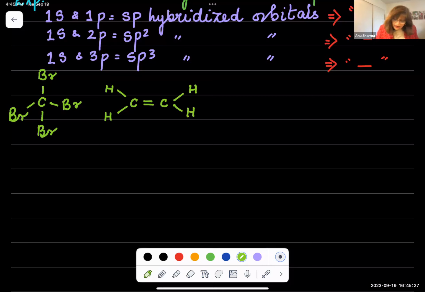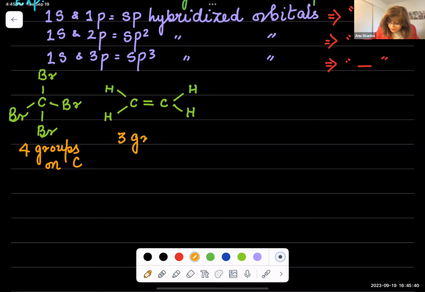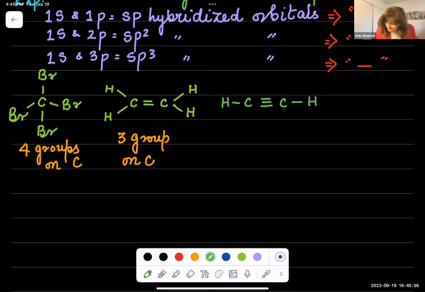Okay, so here in the first case, we see there are 4 electron groups on carbon. In this case, we have 3 electron groups, of bonded atoms and non-bonded atoms, all those things on carbon. And now we have another scenario where we have hydrogen here, a carbon here, triple bond, and hydrogen. So in this case, what do we see? We see that there are 2 groups on carbon, on either side.